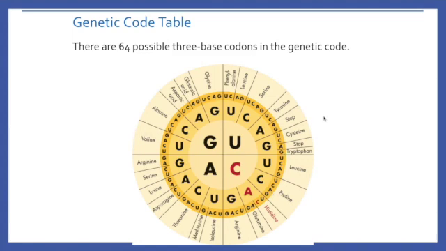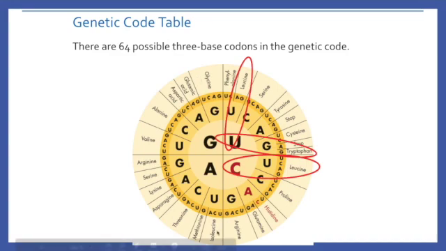So let's start here. We want to see what UUA builds. Well, that builds leucine. Or CUU also builds leucine. So there's a couple different possible ways to build different amino acids. So this whole outer level is our amino acids.